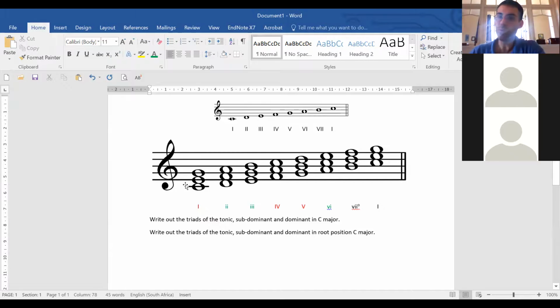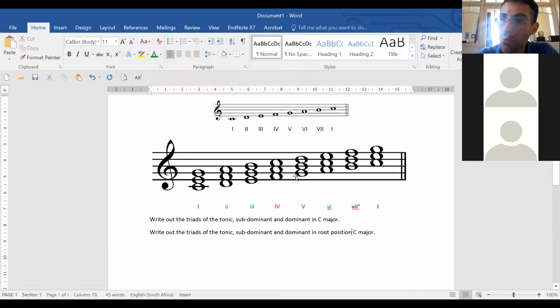Okay. So if we had to write out the triads in first inversion, we would need to make sure that the bottom note is the third of the chord. So if we look at chord 1, C is the root, E is the third, and G is the fifth. When we look at chord 4, F is the root, A is the third, and C is the fifth.